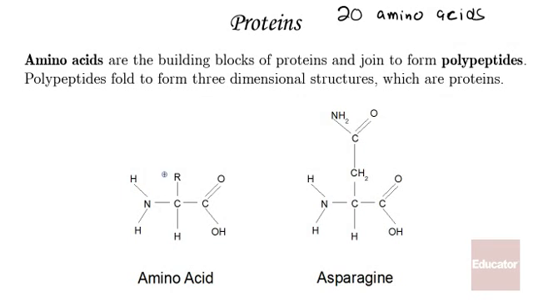Here, it has an amino group. On the other side, it has a carboxyl group. In the center is a carbon atom, so bonded to the carboxyl group, the amino group, a hydrogen, and then what we call an R group. The R groups are different, so each of the 20 amino acids has a different R group.